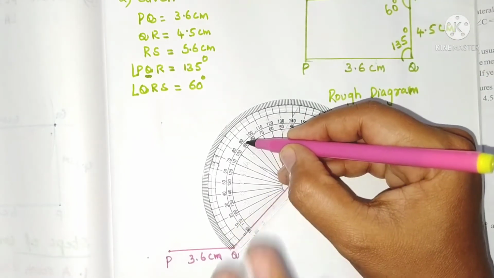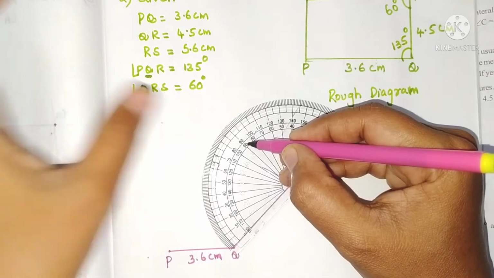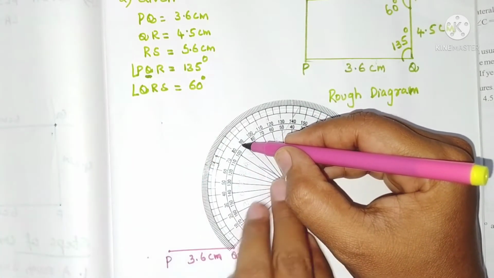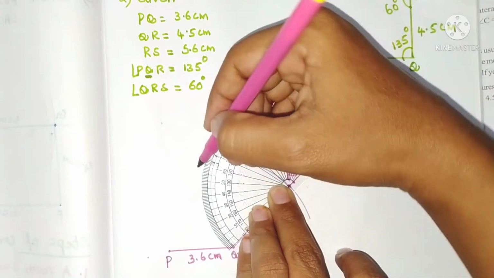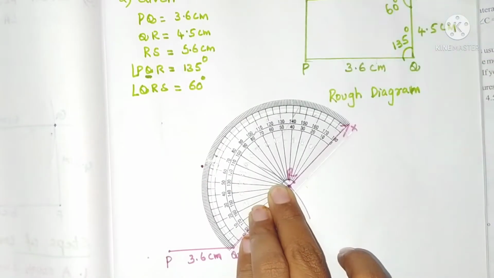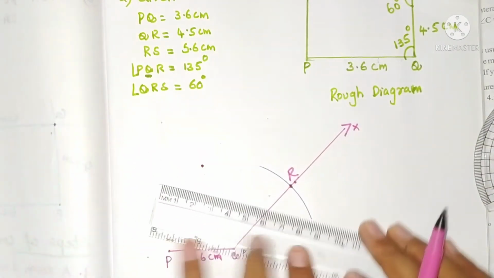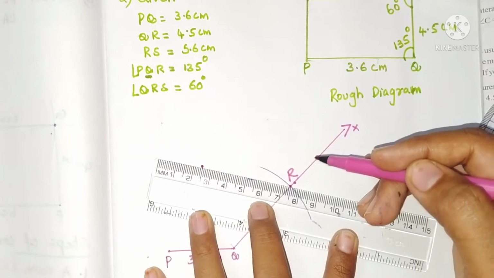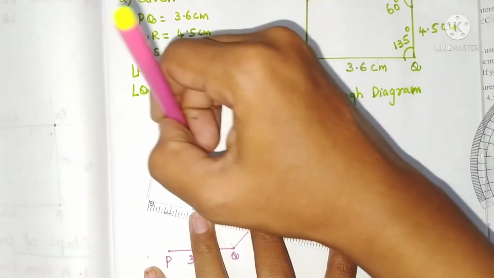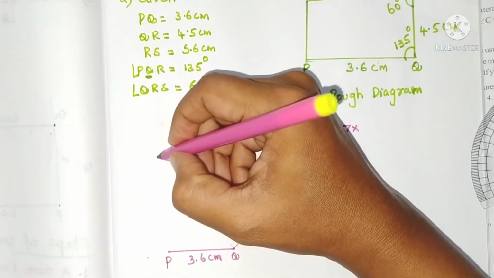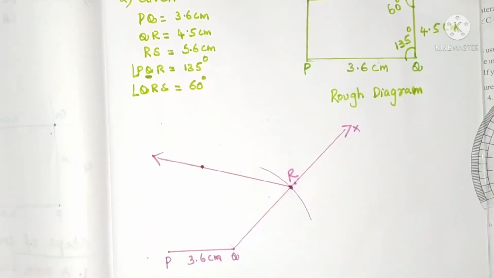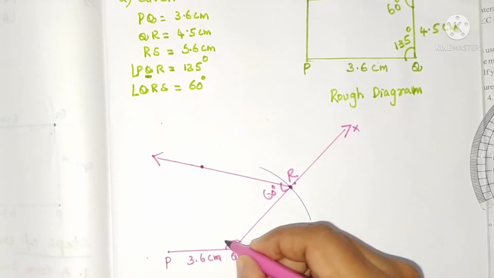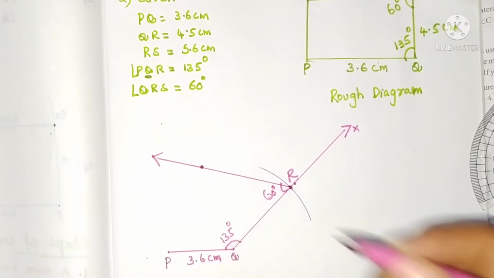60 means it is less than 90 only. Less than means smaller numbers always write left side of a number, right? So now take above scale, here 60. Okay, very simply you can locate it without getting confused. So draw an arc. Sorry, a ray this is. So here 60 degrees and it is 135 degrees.